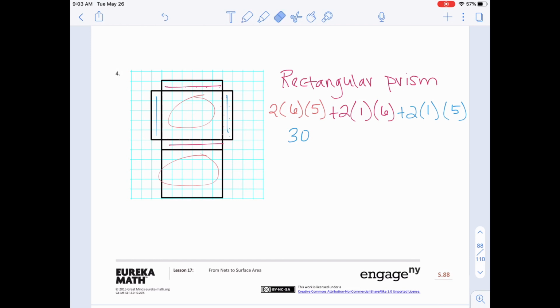No, I haven't done my multiplication yet. 6 times 5 is 30, times 2 is 60. That's what it is. 2 times 1 is 2, times 6 is 12. 2 times 1 is 2, times 5 is 10. 12 plus 10 is 22. 22 plus 60 is 82 centimeters squared. So your rectangular prism here has a surface area of 82 centimeters squared.